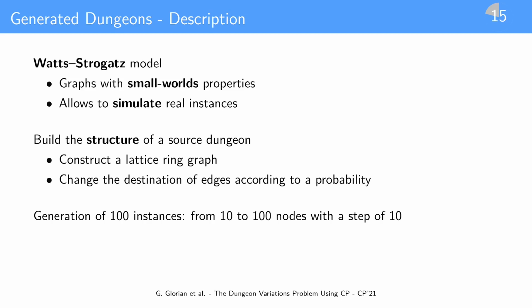This is why we propose a dungeon generator based on the Watts-Strogatz model. It allows us to generate graphs with small world properties and to simulate real instances thanks to high clustering. It works as follows. We construct a ring lattice and change the destination of edges according to probabilities. We use this generator, the link is available in the paper, to compute 100 instances from 10 to 100 nodes with a step of 10.